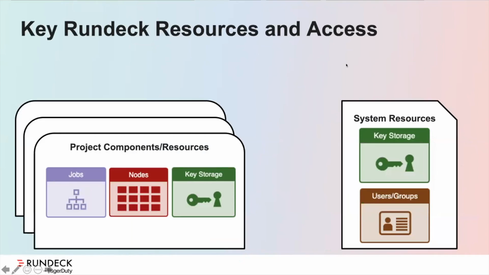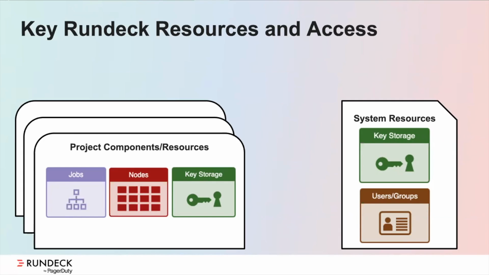From a resources and access perspective, you can think of resources as being broken down into two types. There are resources that are projects or components or resources within projects. That's what's on the left side here. There are sub-resources that are system resources. So the system resources, key storage historically is a system resource, and the users and groups themselves, that information is stored outside of projects, although it's applied in the context of projects. But because users could be in multiple projects, it lives outside of the project itself.